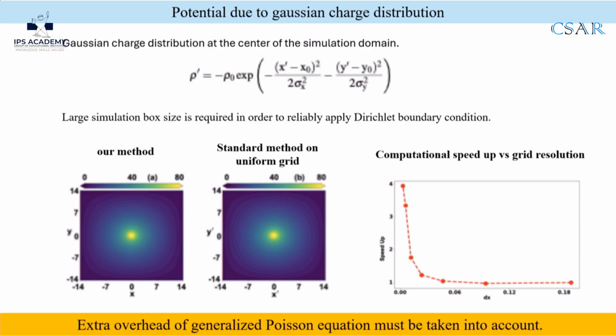And if you see the speed up again, a similar trend: as delta x becomes smaller, you start getting a significant speed up. Because otherwise there is an overhead of doing this unnecessary extra calculation of computing epsilon as a tensor, and the method will be useful when you really scale it to a small delta x.